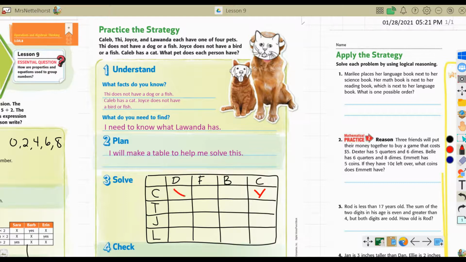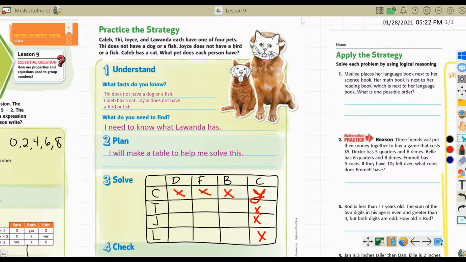Okay, he does not have a dog. He does not have a fish. He does not have a bird. He also, this does not look like a very good Y. Let me make it like that. Oreo, stop. That's my dog. So the cat cannot be owned by Ty, cannot be owned by Joyce, and cannot be owned by Lawanda because every person has a different pet.